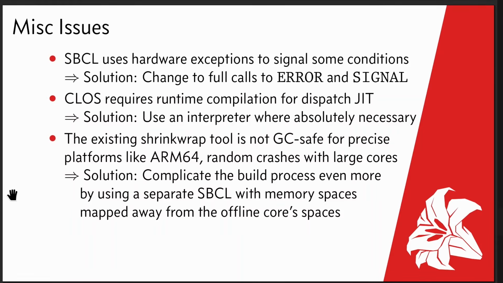So we had to create a third SBCL host that had the memory spaces it used mapped away from the memory spaces that we were actually shrink wrapping, so that the memory spaces would not collide and the shrink wrapping tool wouldn't crash. So we just added another SBCL to the build project, because why not? It's too simple otherwise. Let's go to the next.